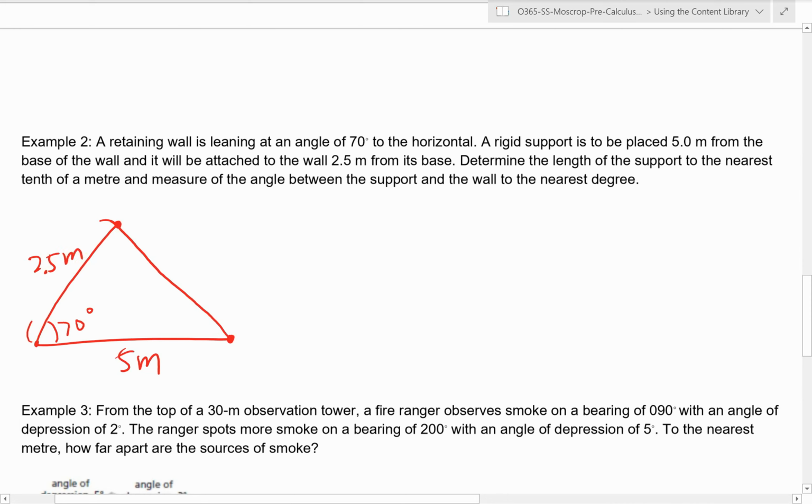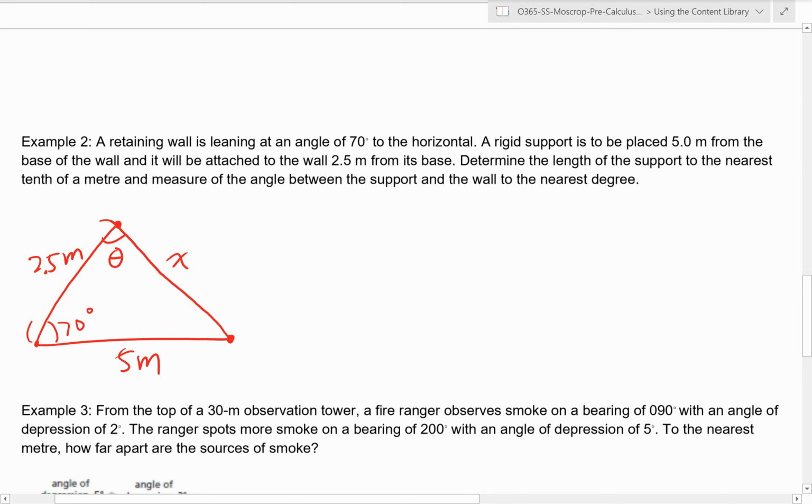Again, the diagram is not drawn to scale. Determine the length of the support, so we're looking for this, to the nearest tenth of a meter, and the measure of the angle between the support and the wall. So we are also looking for this angle. Let me call that theta. Okay, so first of all, let's figure out x. You can see x is part of a pair, right? x and 70 degrees. Again, this is a pair, but x is missing.